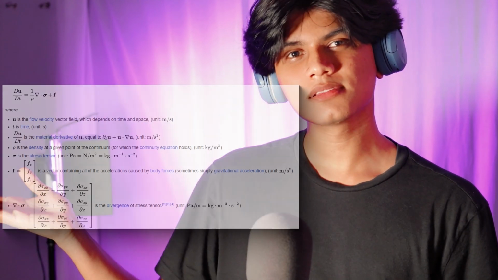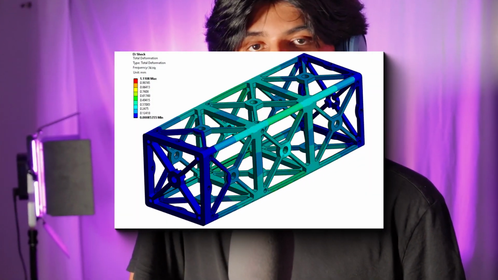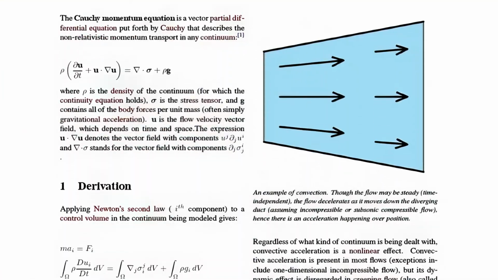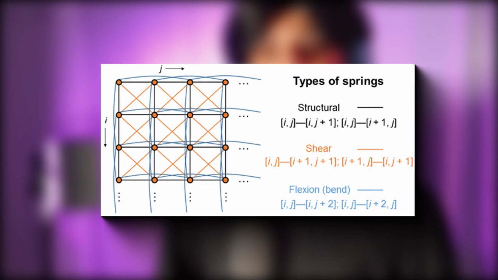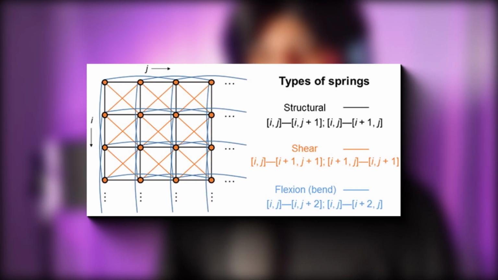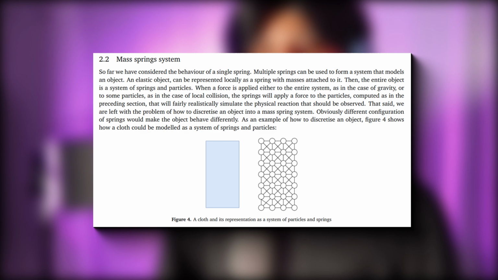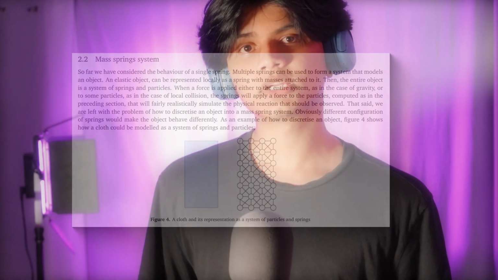This is the Cauchy momentum equation. It describes how forces act on a material causing it to deform over time. But the issue is solving this precisely for something as complex as a car crash is incredibly slow. BeamNG simplifies this using a spring mass system rather than computing every microscopic deformation. It treats the car structure as a flexible lattice of connected points and struts. When the car crashes, these struts stretch and compress, simulating how metal bends in real life. This method allows BeamNG to achieve realistic looking damage in real time.